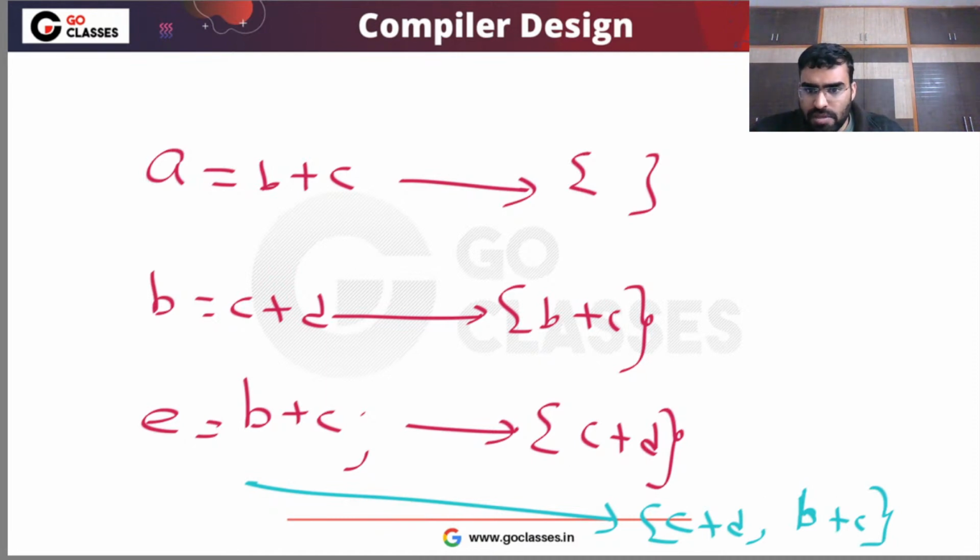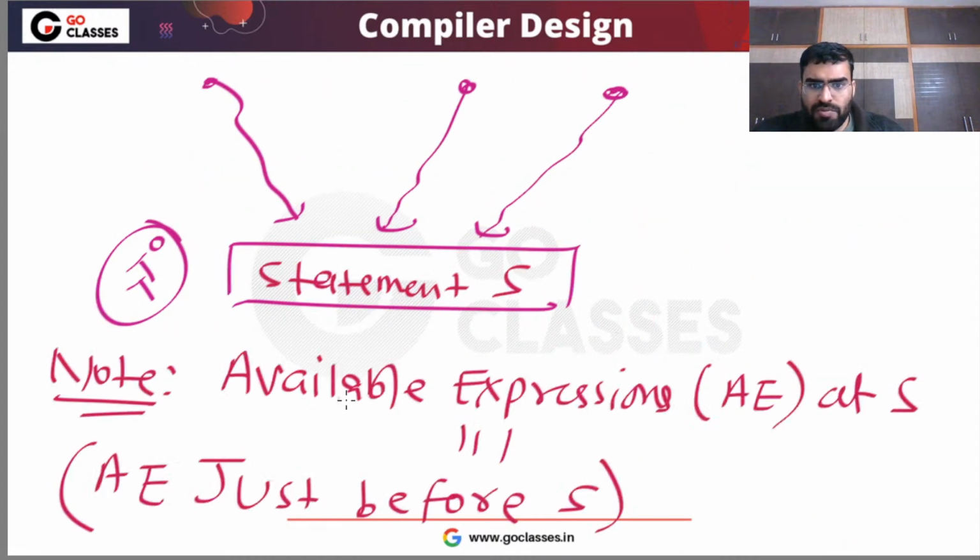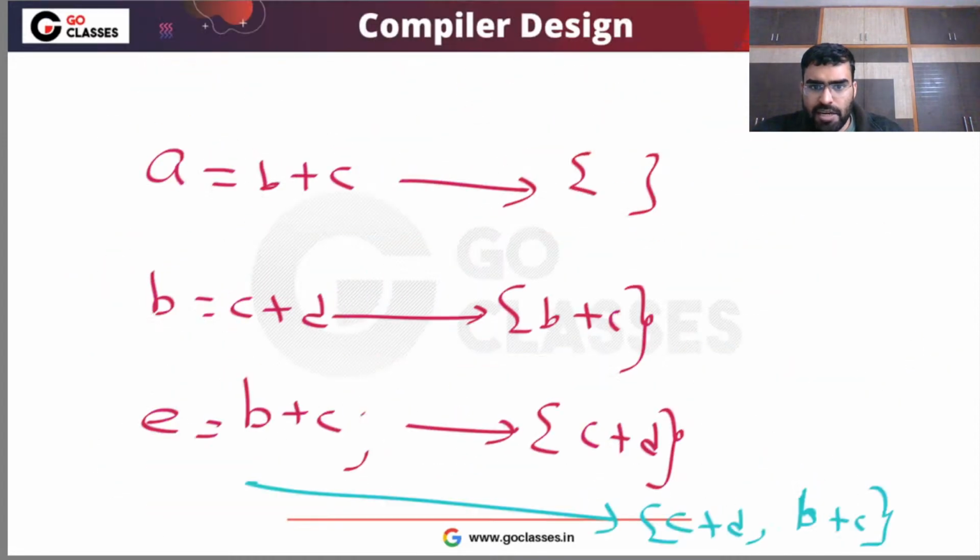So the same point, b plus c is not available because b is updated. Yes, that is the reason, because b is updated. So this point is clear to everyone. Available expression at a point s, that automatically remember. So this is your s1, this is your s2, this is your s3.